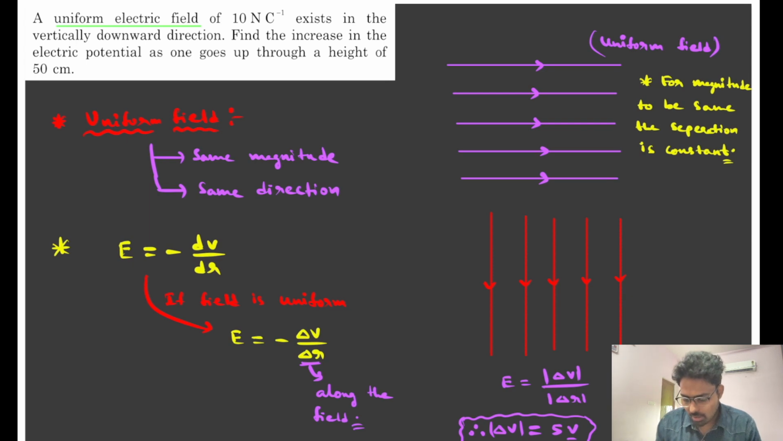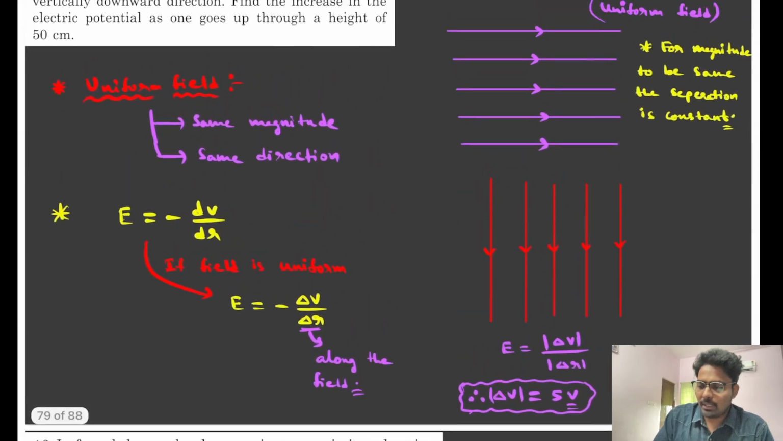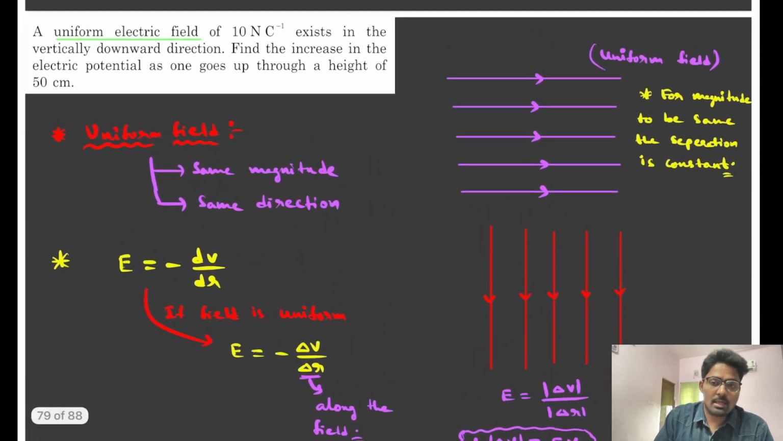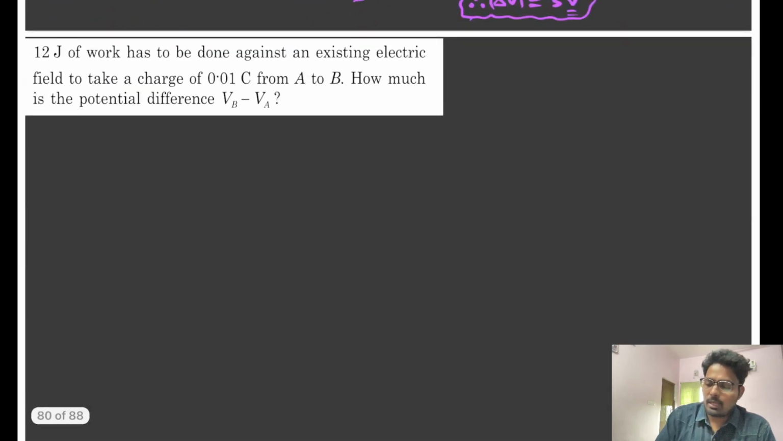Similarly, when we are going in the downward direction, the potential will decrease. Why? Because the field is going in the downward direction, and the field will always flow in the direction of decrease in potential. So if you go in the upward direction, the potential will increase. If you go in the downward direction, the potential will decrease. I hope it's clear. It is an important concept, very standard and a favorite concept for the competitive exams as well. Uniform electric field. Fine.